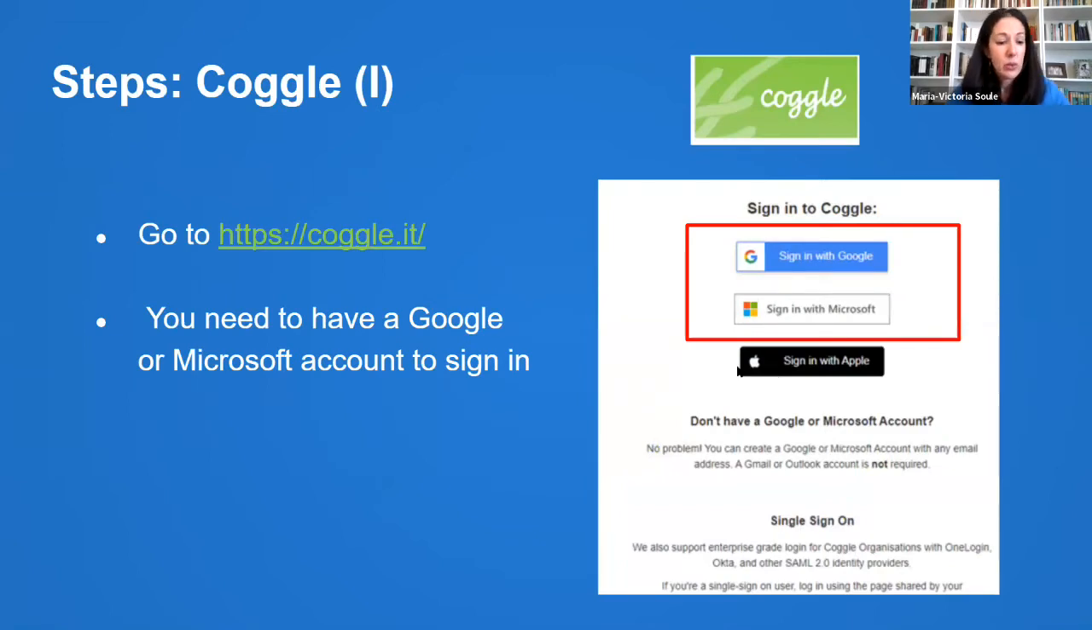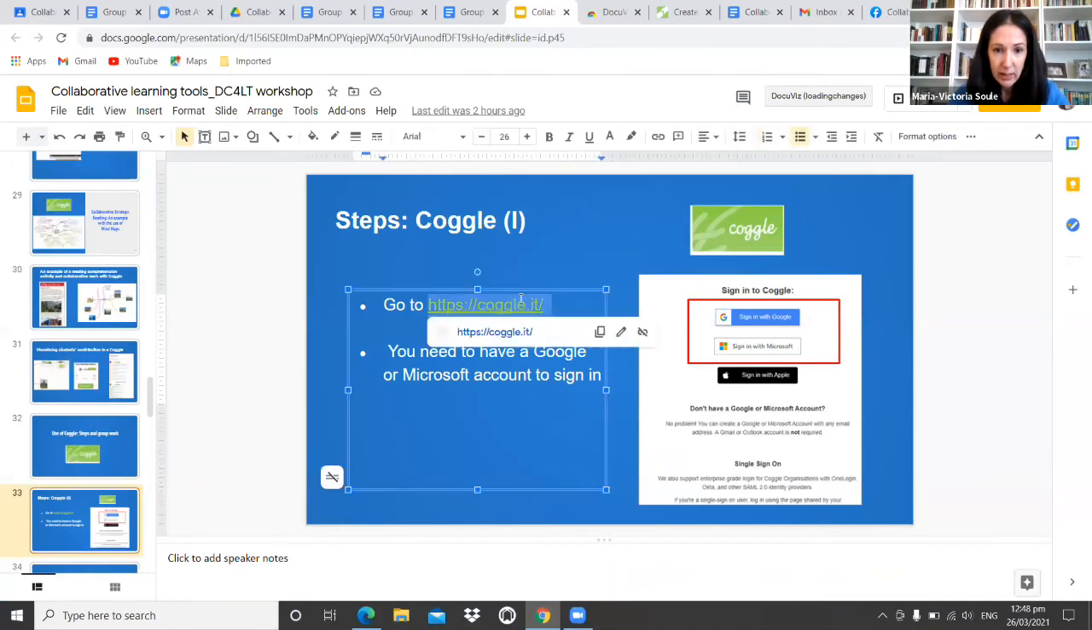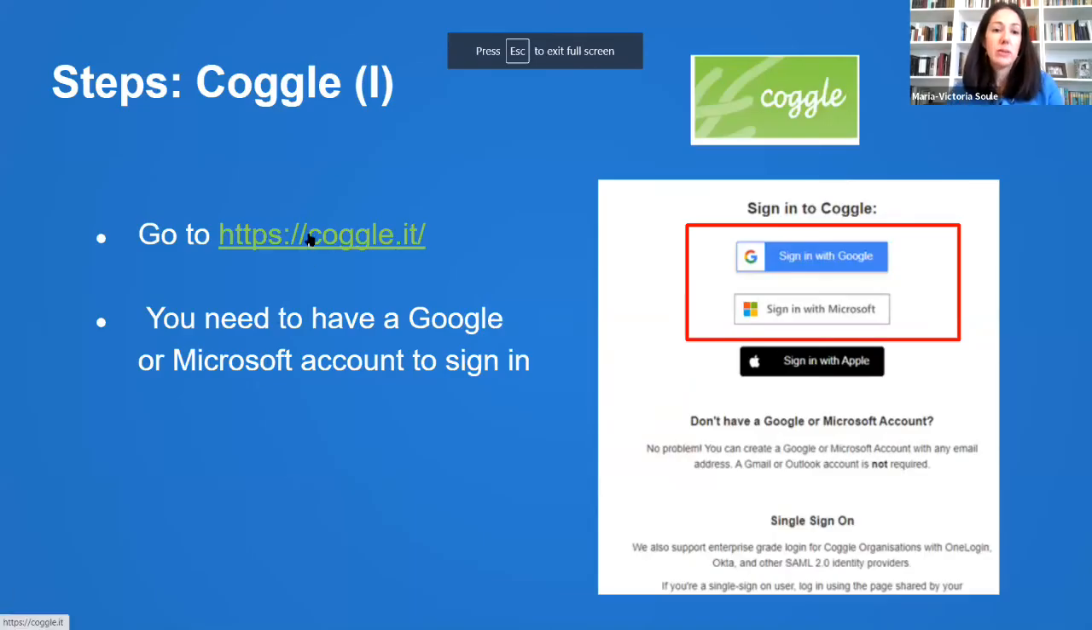The first thing that you need to do is to go to Coggle. I will share this link again with you in the chat. And so once you click on Coggle, they will ask you to sign in either with your Google account, your Microsoft account, or with Apple. I have always tried this with my Google account, okay?